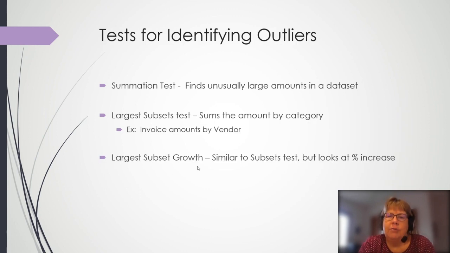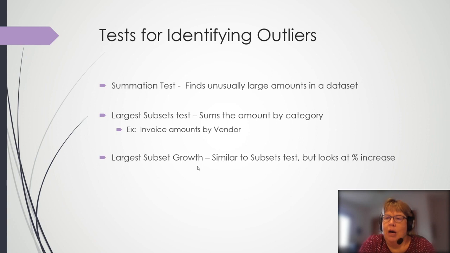All right, so this chapter talks about 3 different tests for identifying outliers. The summation test, which is just trying to find unusually large amounts in a data set of transactions. Actually, sorry, not the counts. We're just really looking for large amounts in the data set. What we're doing is finding the first 2 digits and then adding up the total for each first 2 digit combination.